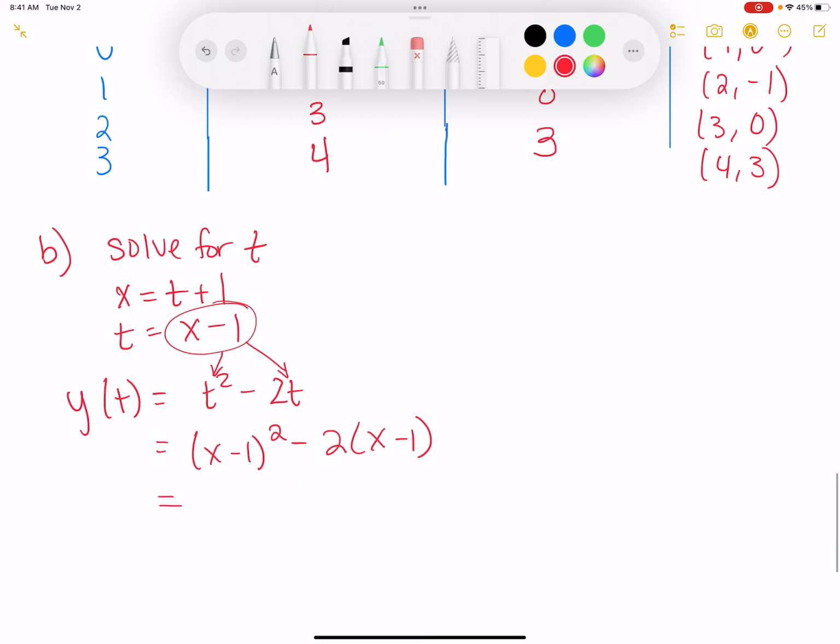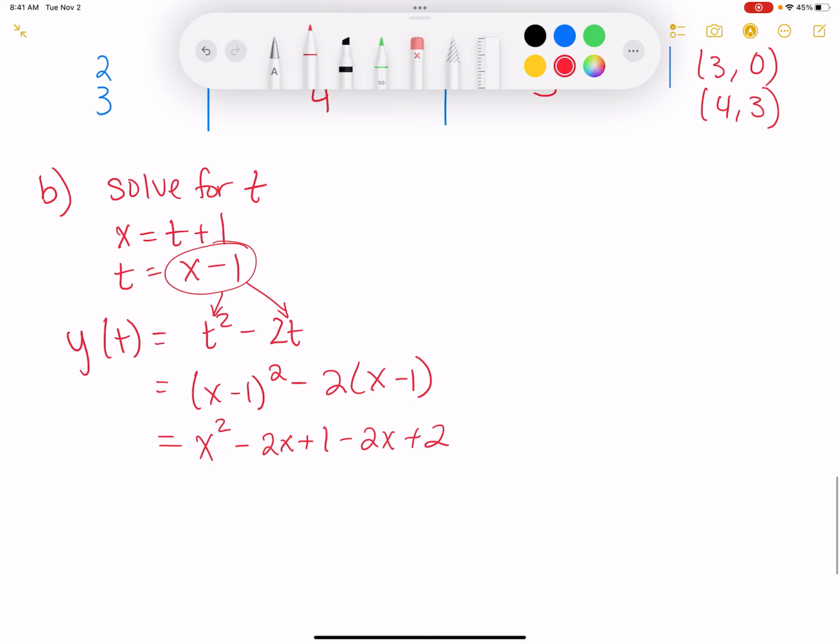So what does this x minus 1 squared factor into? x squared minus 2x plus 1. Okay, then distribute this part, minus 2x plus 2. So then you've got x squared minus 4x plus 3. Why does mine look different like that? So yes, y is a function of x.